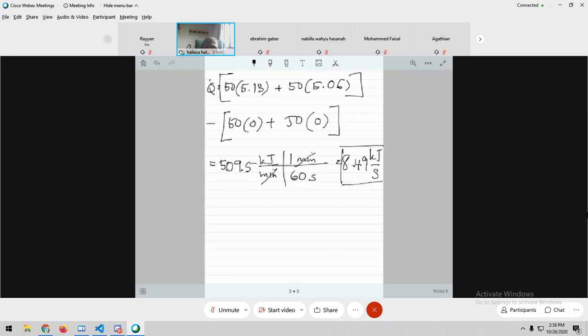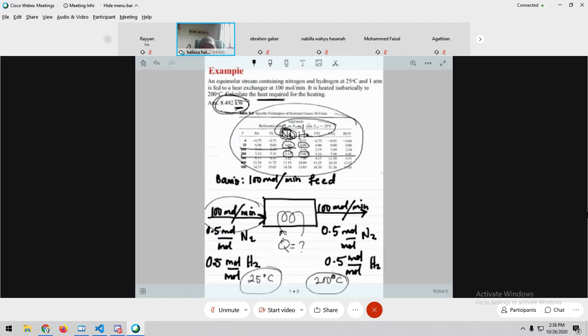So that's how you do it. Let's briefly go through it. What you have to do when you start a problem like this, first thing, specify your basis. Don't forget your basis because you are doing material balance. What's coming in is equal to what's going out. So you have to have a basis.